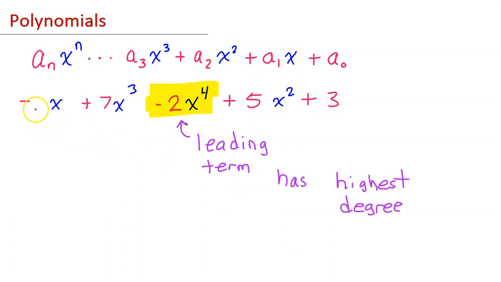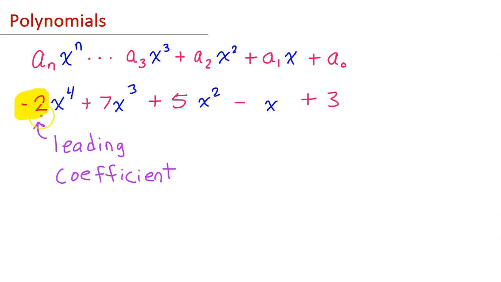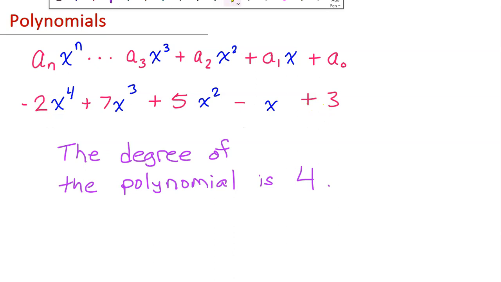When we write the terms in order of degree from highest to lowest, it's called standard form. But if we rearrange the polynomial, this term would still be the leading term because it still has the highest degree. So watch out, the leading term is not always in the front. The coefficient of the leading term is called the leading coefficient of the polynomial. So the leading coefficient of this polynomial is -2. The degree of the leading term is considered the degree of the whole polynomial. So we would say that this polynomial has degree 4. The highest exponent in the polynomial, that's the degree.